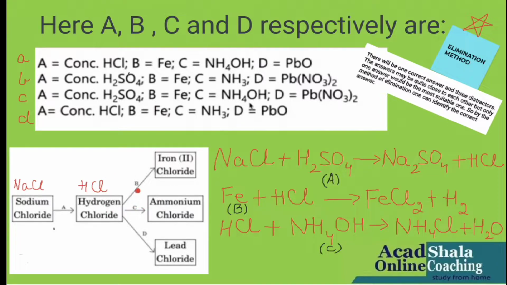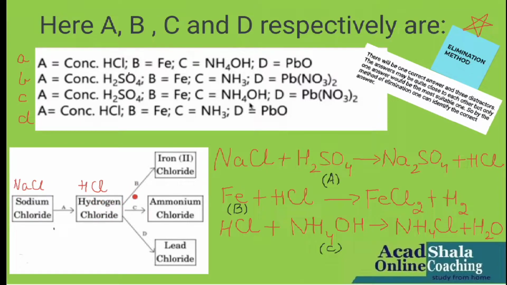That is a graphic organizer. Now, in this graphic organizer, children, you need to understand what the demand of the question is. This graphic organizer is showing A, B, C, D. But what does it mean in this graphic organizer? It tells you what this A is, which reacts with sodium chloride and forms hydrogen chloride.